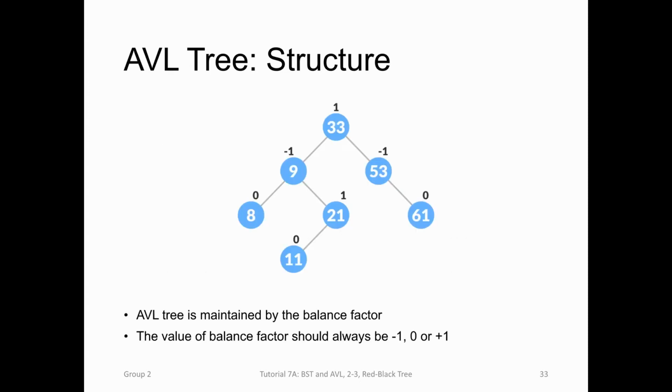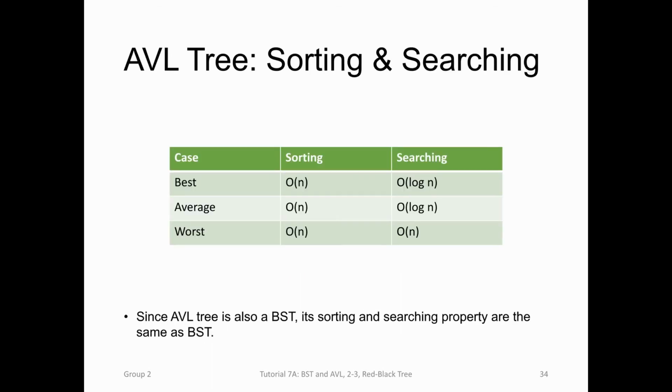AVL tree is maintained by a balance factor. The value of balance factor should always be -1, 0, or +1. Now we see the sorting and searching operation. Since the AVL tree is also a binary search tree, its sorting and searching properties are the same as the binary search tree. This table of time complexity is the same as the binary search tree.